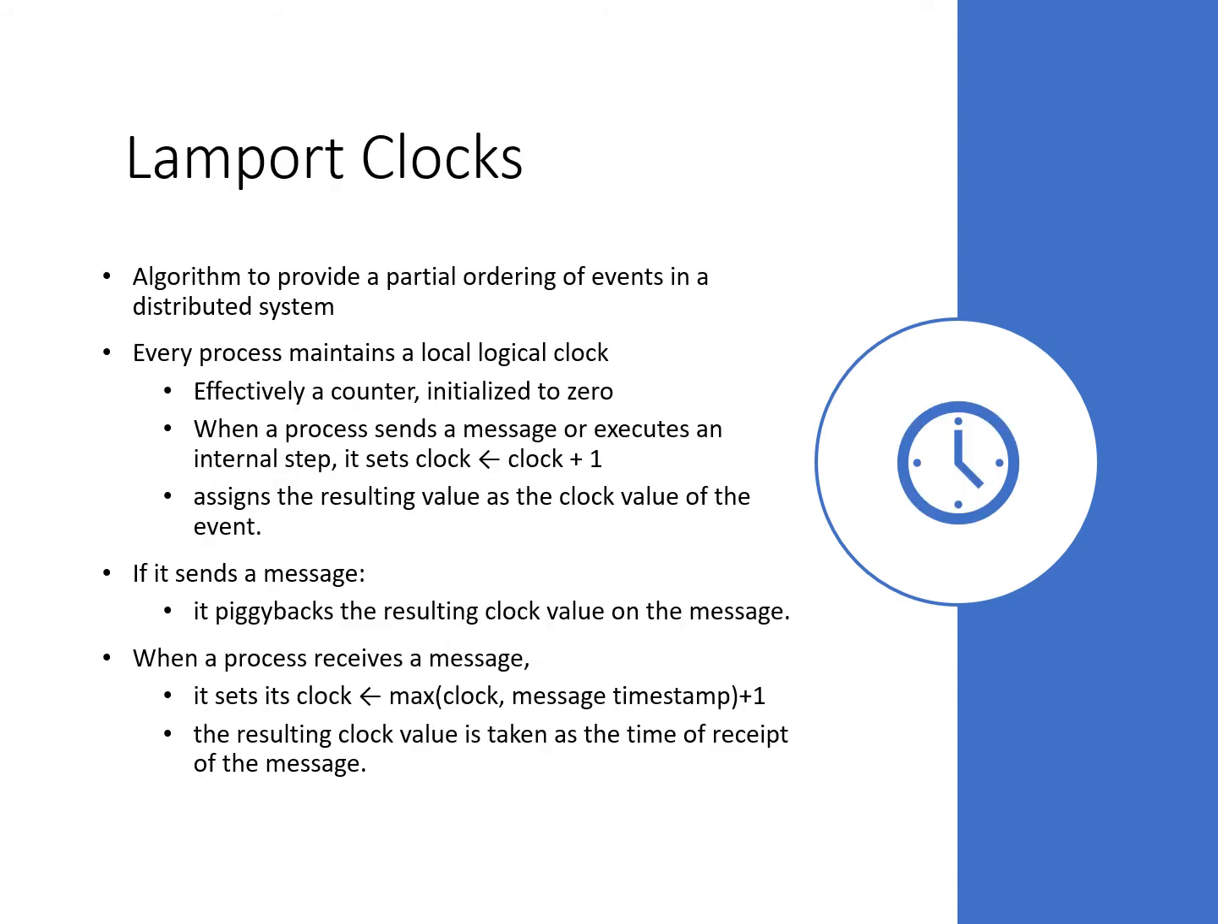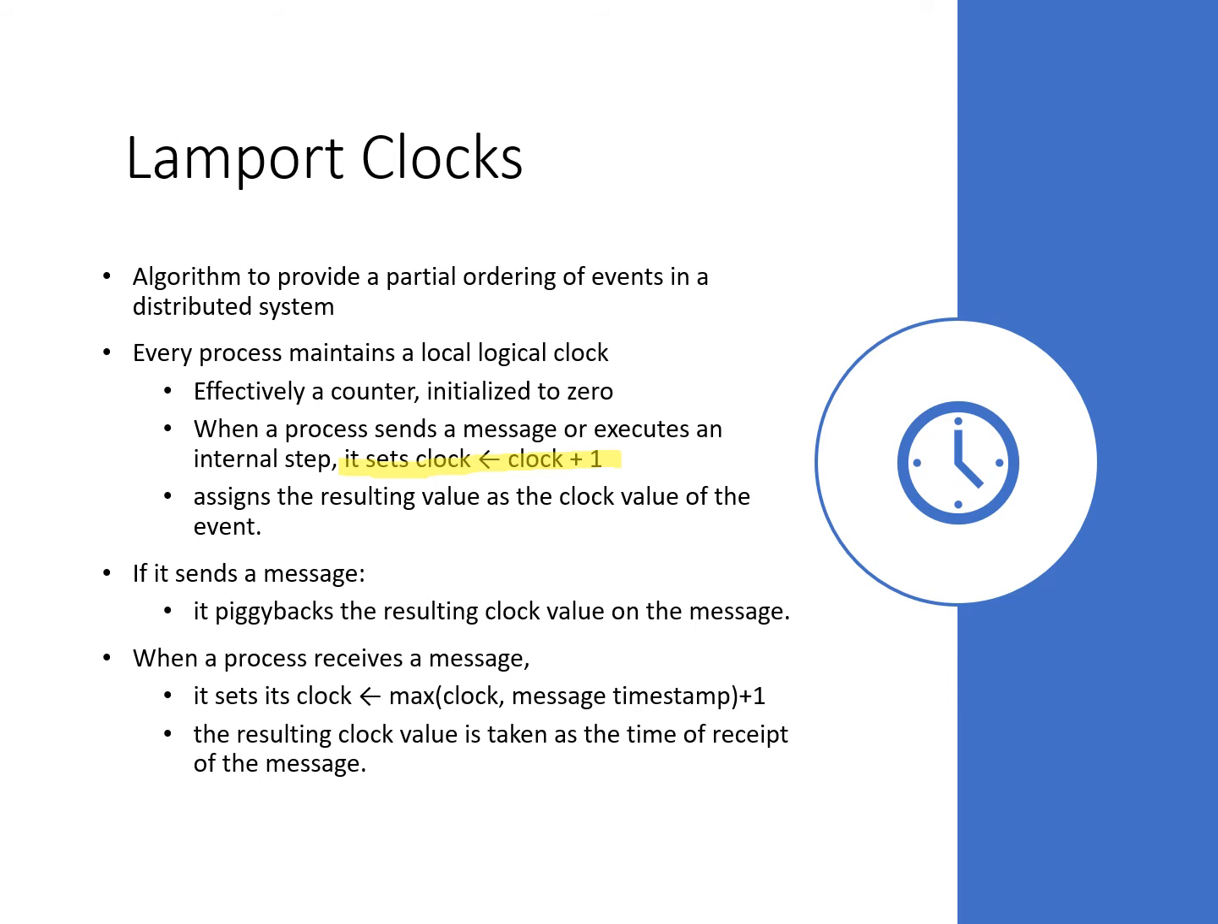The basic approach to establishing causality was devised by Leslie Lamport and is called Lamport clocks. It's a simple algorithm that can be used to establish a partial ordering of events in a distributed system. Essentially, every process maintains a logical clock, which is a counter. It starts at 0 when the process starts. When the process sends a message or executes some internal step that it wants to be able to establish a causal relationship between, it adds 1 to its clock.